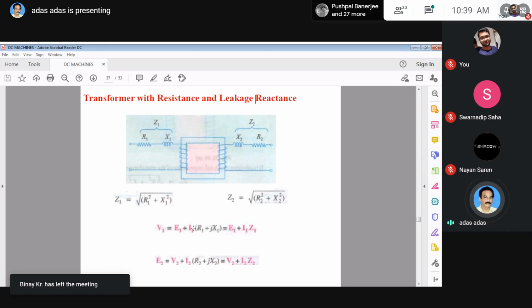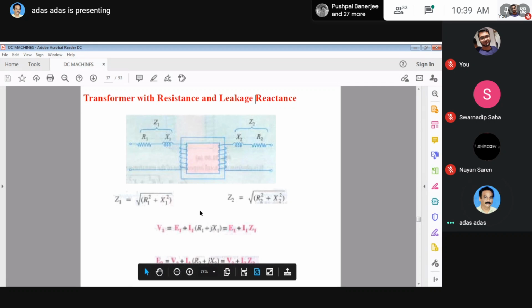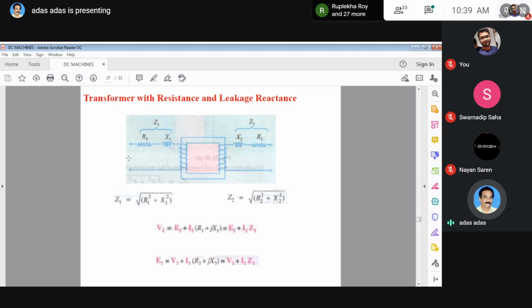And the following are the voltage equations. The applied voltage V1 equals E1 plus I1 times (R1 plus jX1). Okay, you know j, it is the operator which, when it rotates a quantity, multiplies it by 90 degrees. And the last two are the voltage equations for primary and secondary respectively.